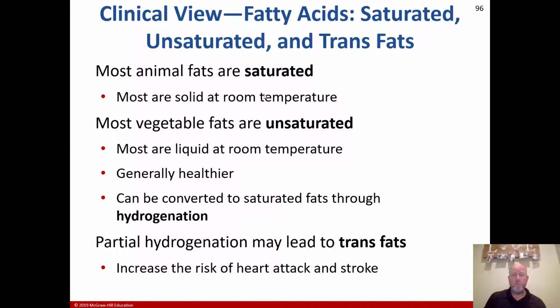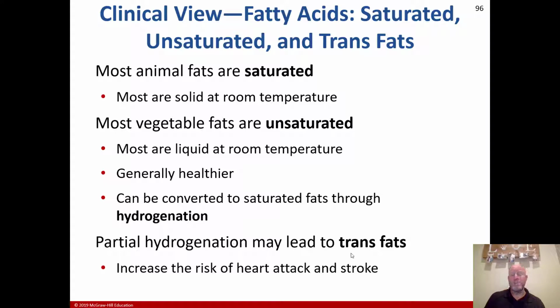Most animal fats are saturated. They're solid at room temperature. Again, they have a flat configuration and a single bond, whereas most vegetable fats are unsaturated. They're liquid at room temperature. They actually have that double bond, and they have more of a kinked structure, generally healthier. They can be converted to saturated fats through hydrogenation, but generally speaking, unsaturated fats are healthier.